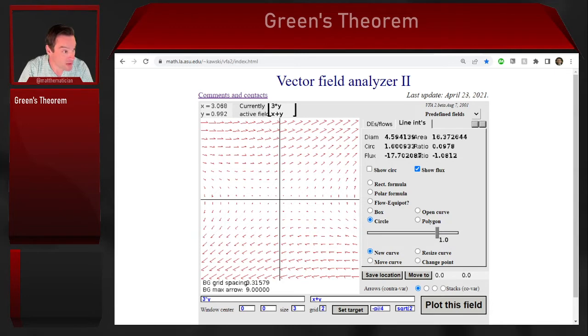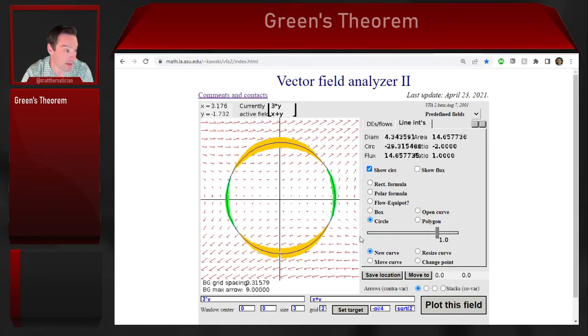So to get a preview of what Green's theorem is, here is a vector field off to the side over here. And if I were to wonder what is the circulation of this vector field on, let's say, a circle centered at the origin, at least for this vector field, it looks like there are some places where that circulation is going to have a positive quality to it.